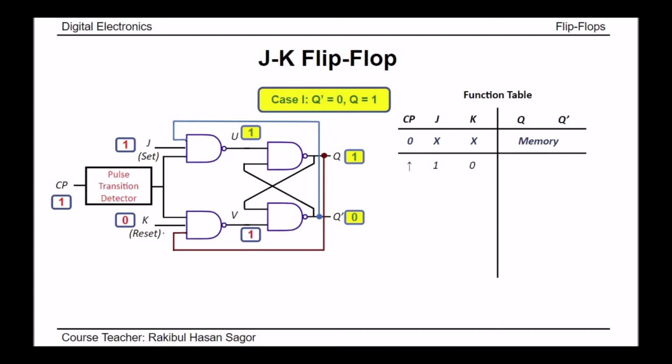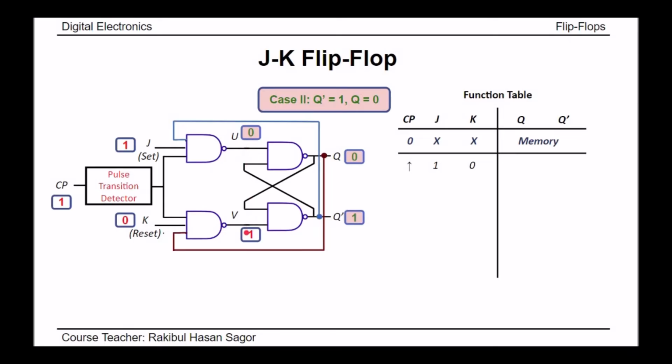Now for the same set of input, if we consider another case, that means case 2, where the value of q prime is 1, that means q equal to 0. So this q prime value is 1 and q equal to 0. In that case, we have previous value q equal to 0, q prime equal to 1. This 1 is appearing here. When this 1 is appearing here, we have j equal to 1, clock pulse equal to 1, and feedback is 1. So the value of u will be 0.